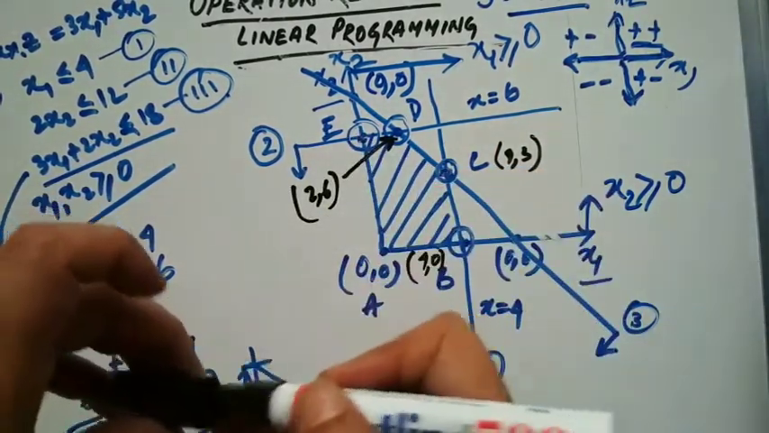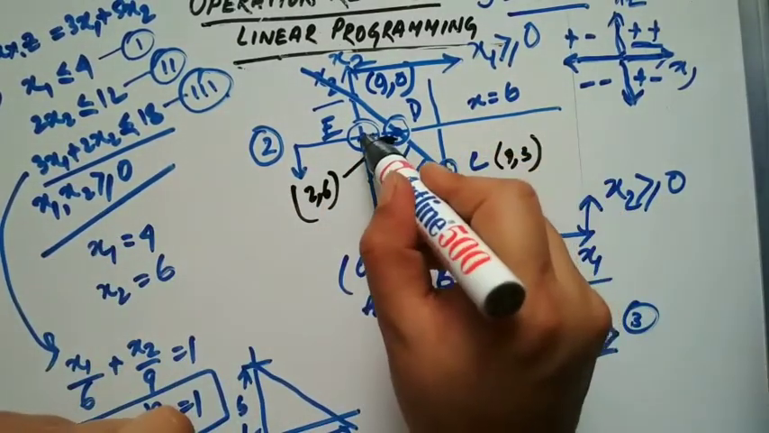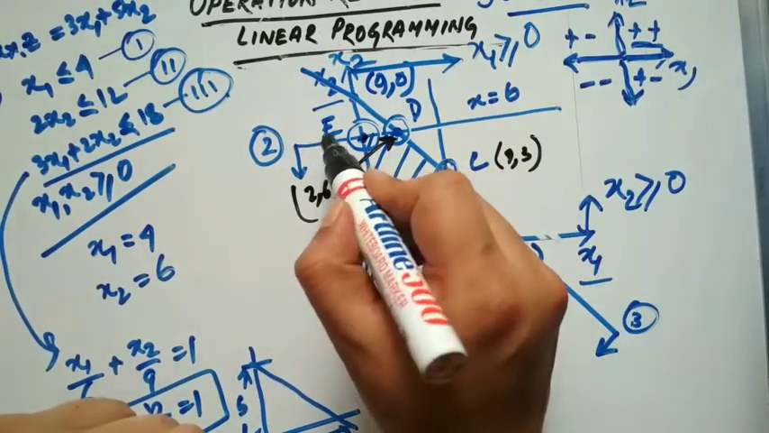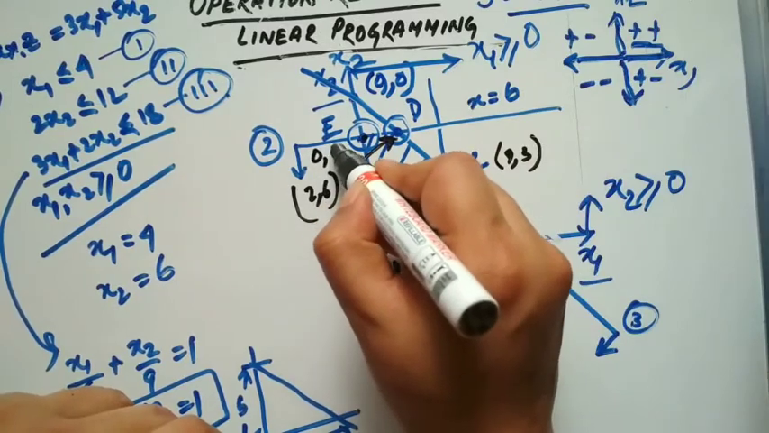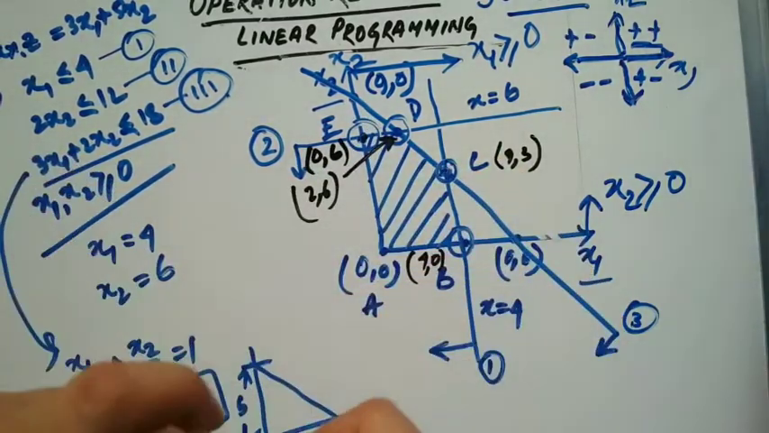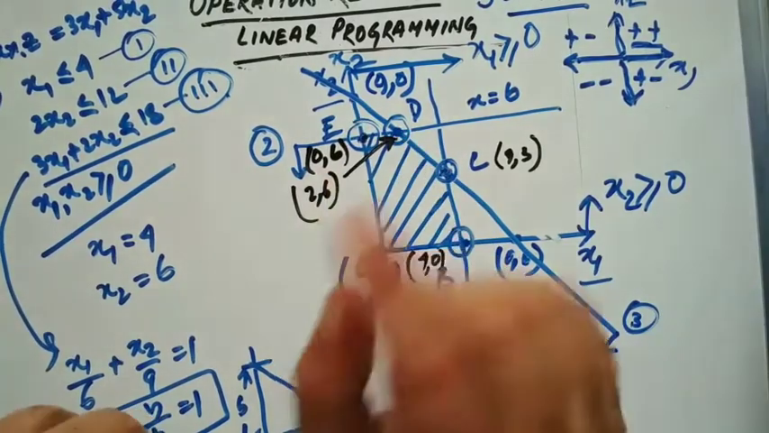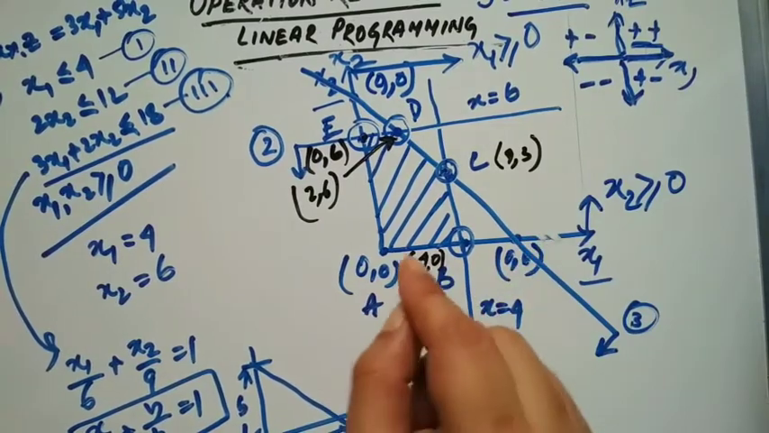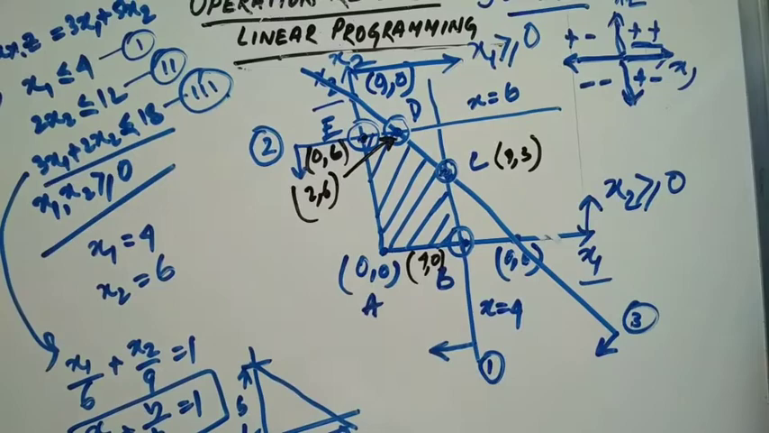Now for this, you already know this coordinate. This is the x2 equal to 6 line, so you can say 0, 6. Okay, so now we have corner points, look, 1, 2, 3, 4, 5. We have to check the optimality at each and every corner point. Let us check.